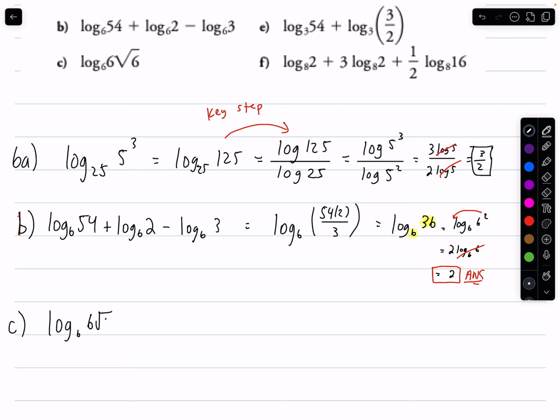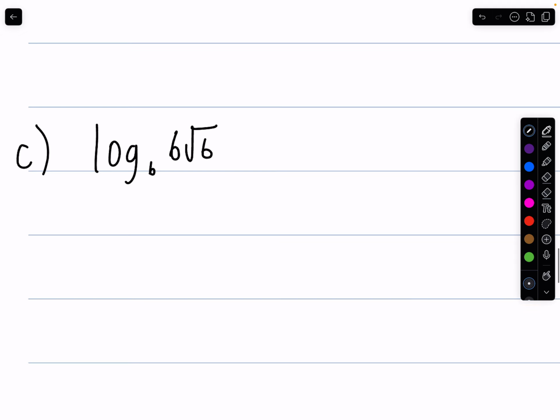So now you have log 6, base 6, root 6, okay? So let's look at this. You want to chop it up piece by piece. So I'm going to change this root 6 to 6 to the power of 1 over 2, right? Because the root 6 becomes 6 to the power of a half.